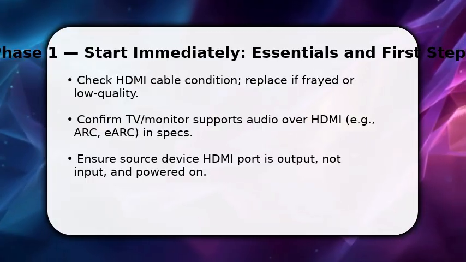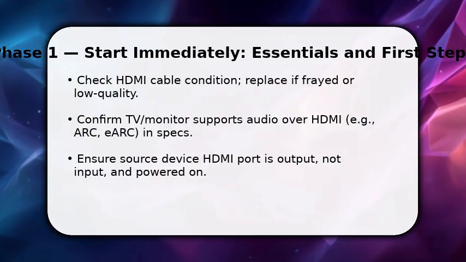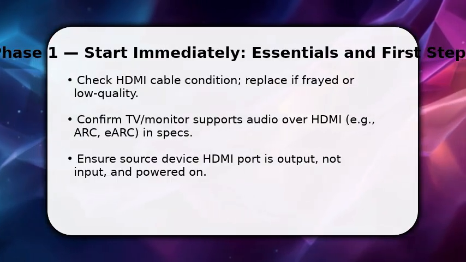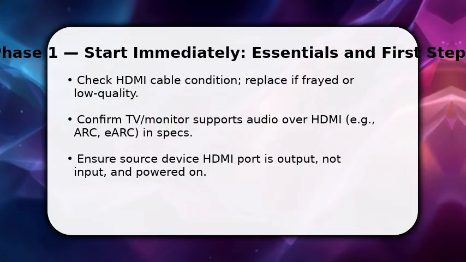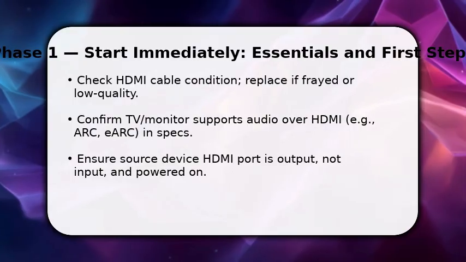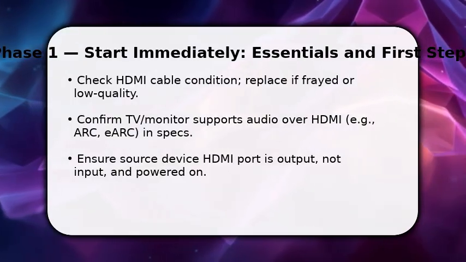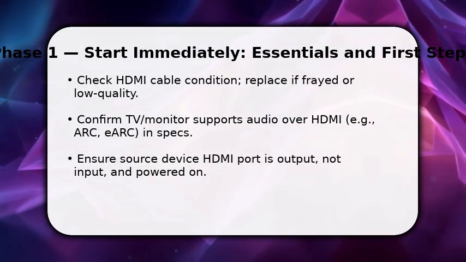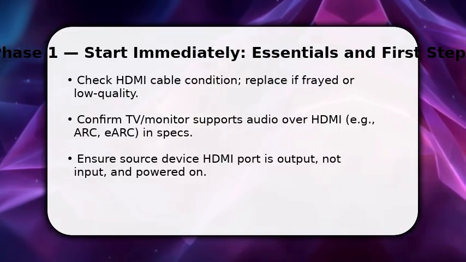You start by confirming hardware and the physical link. This prevents wasted troubleshooting. First, plug the HDMI cable into the source's HDMI output and the display's HDMI input. Secure the connectors. Once done, power both devices and select the correct input on the display. That ensures a signal path.